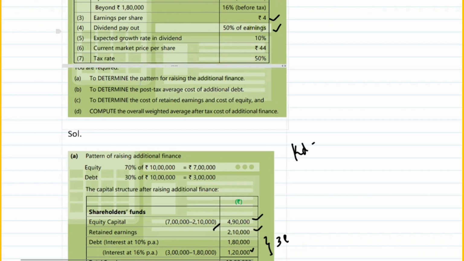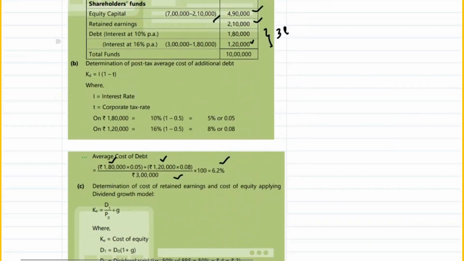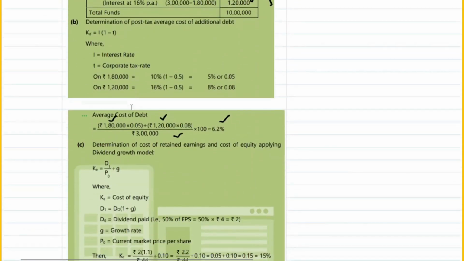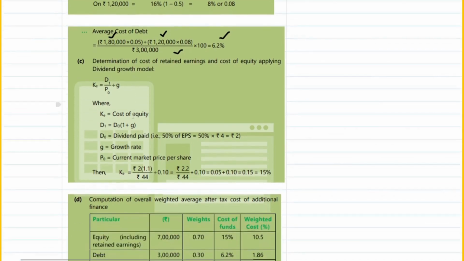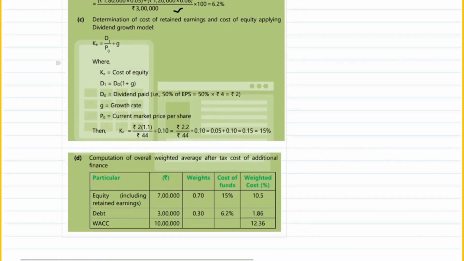But this is the current dividend. What do I need? I need D1, the future dividend. We have discussed this in the last question itself. When they give the future dividend, you take it as is. When they give the past dividend or the present dividend, we do D0 into 1 plus G. So D0 is nothing but 4 into 50%, which is 2, into 1 plus G.